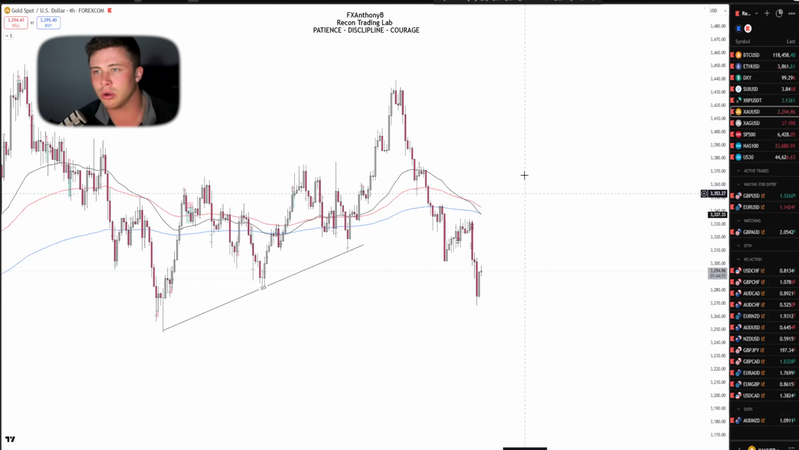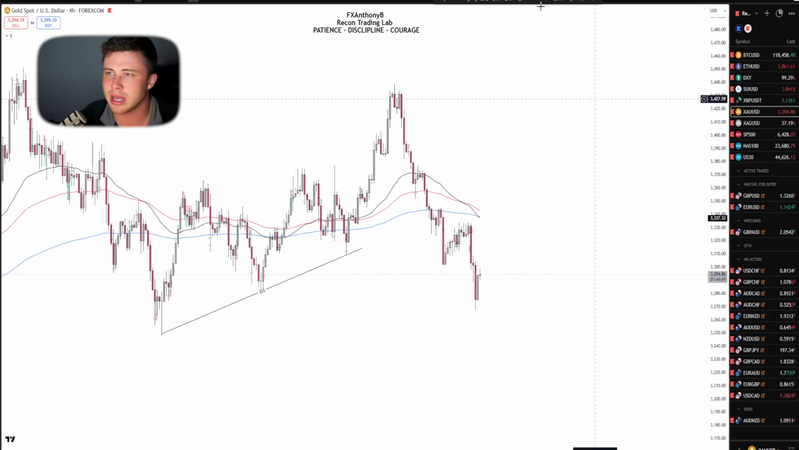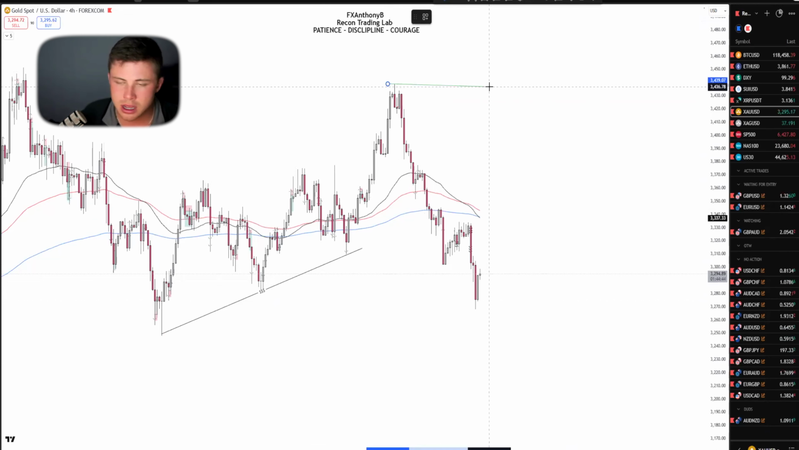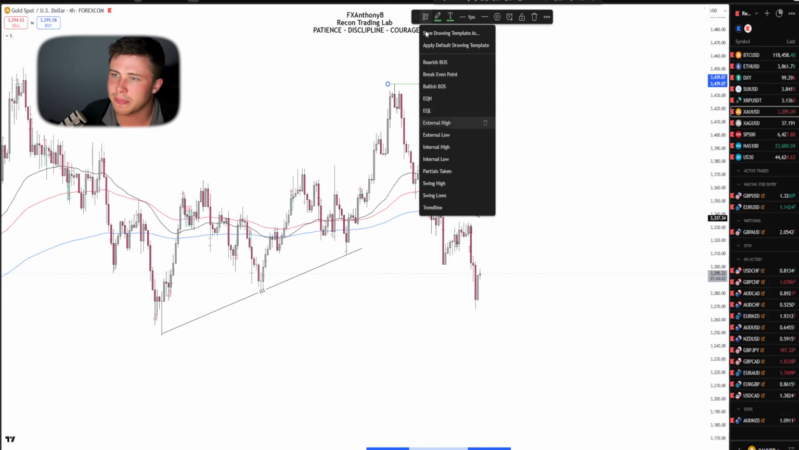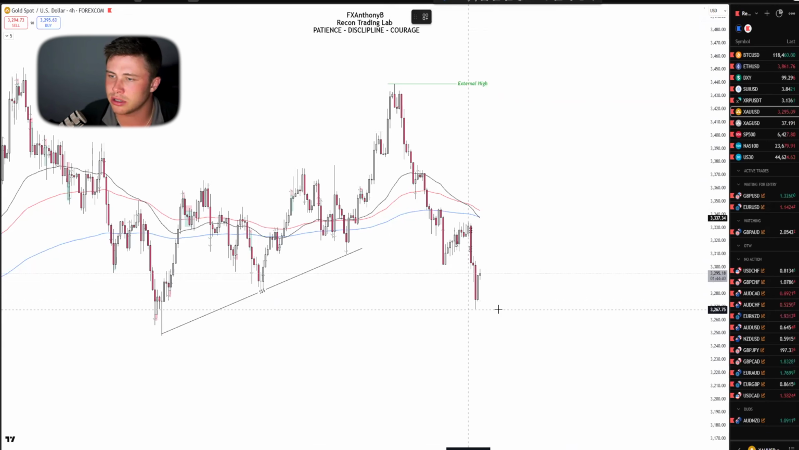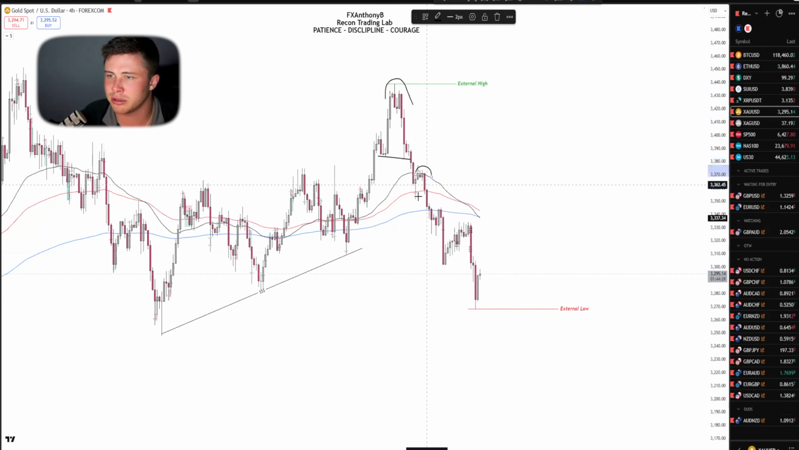So starting with gold here, we're going to start looking straight at the 4-hour chart, and we're going to mark our external highs and our external lows. As you can see, price is bearish because we have bearish momentum, and then we have our inducement with our BOS, right? Another inducement with another BOS, another inducement, another BOS, and you get the picture, right? We are currently bearish in the market.